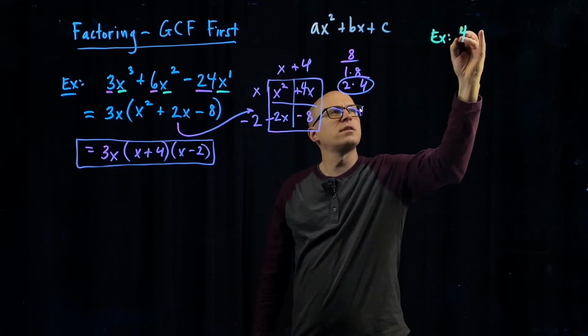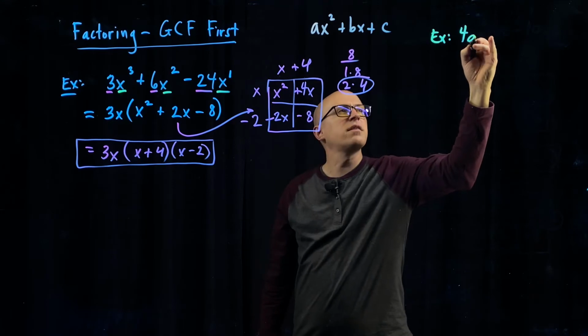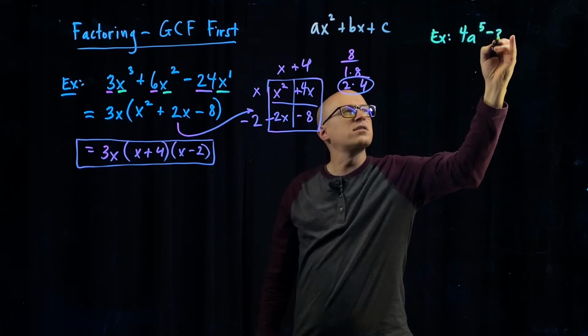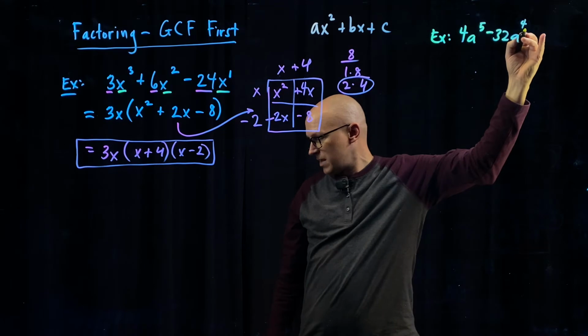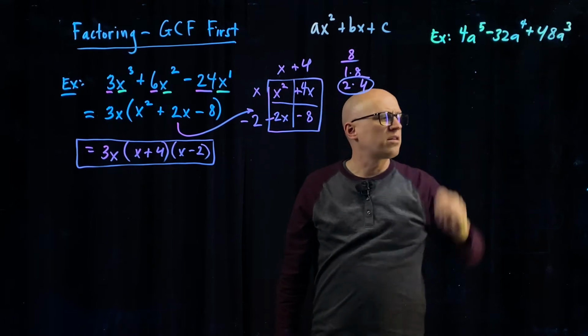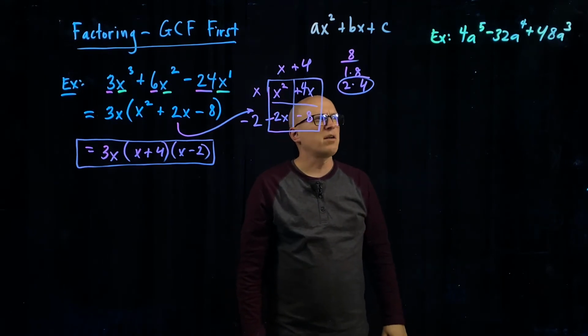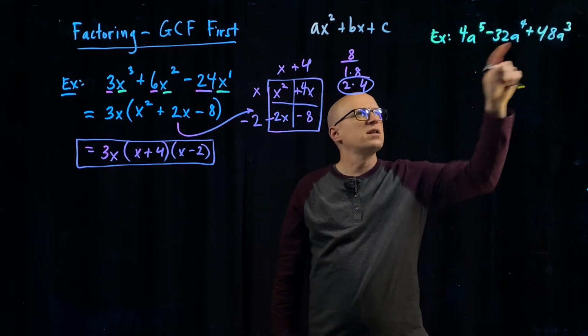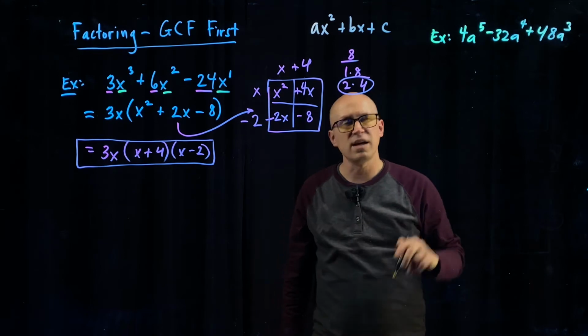So let's say we're going to start with 4a to the 5th minus 32a to the 4th and plus 48a to the 3rd power. All right, right away I notice just how this looks. There's a greatest common factor, and that's the first thing I should look for.